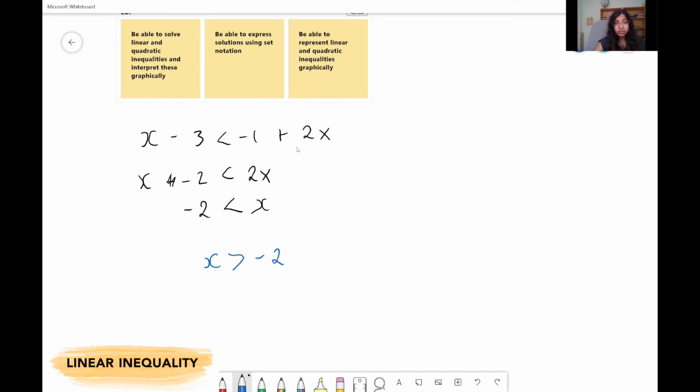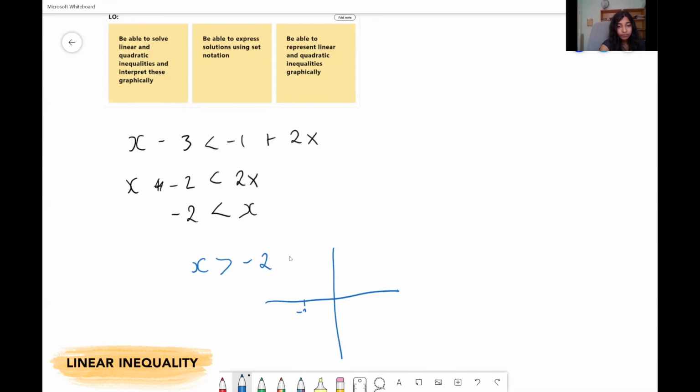So all you did was rearrange the equation so that all the numbers were on one side and all the x's were on the other side of the equation. Then if you want to graph this, similar to before, you think of the equation as being x equals minus 2 and how that would look. You'd have a vertical line going along here. Because it's just more than, not more than or equal to, it would be a dotted line.